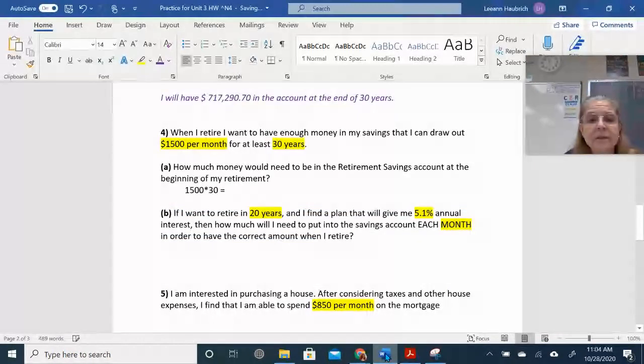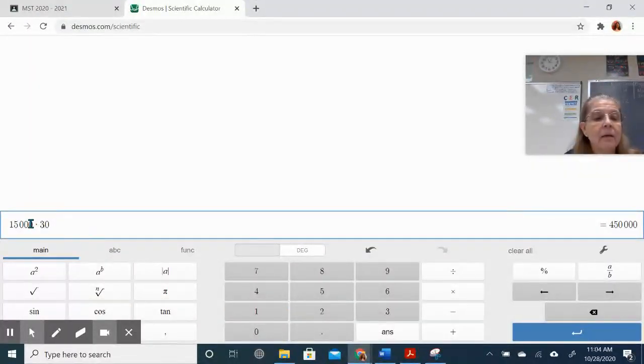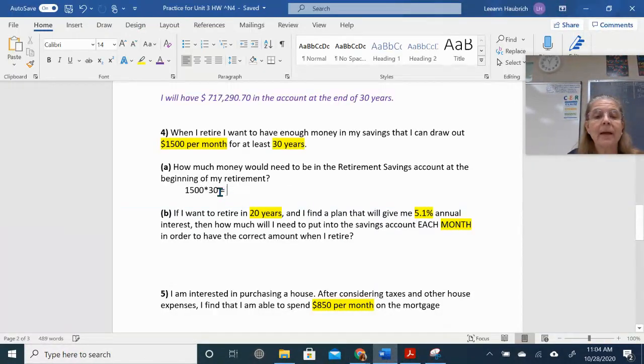Let me go back and read the question. I want to be able to take $1,500 per month for... so here's where my mistake is. It was $1,500 per month for 30 years, but 30 years has 12 months. So that's much better. Let me go back. I have to multiply this, because it's per month, by the 12 months. I could have just done 1,500 times 360.